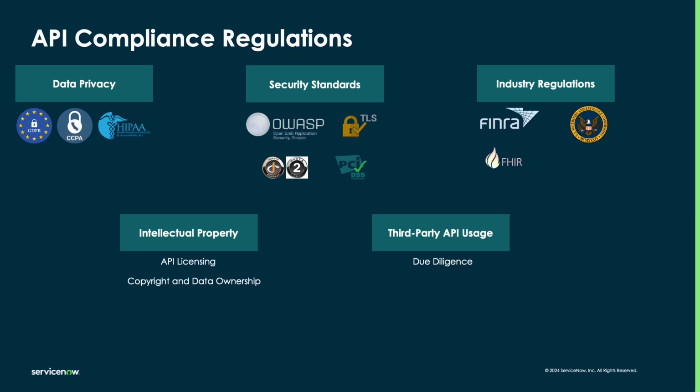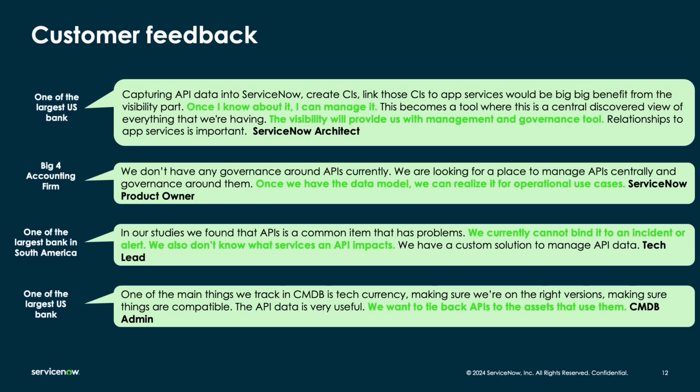Then there are intellectual property requirements such as API licensing and ownership of that API. And as third-party API usage is growing, you want to make sure you are using third-party APIs that follow these security standards and industry regulations.